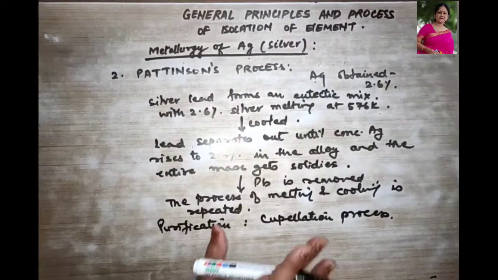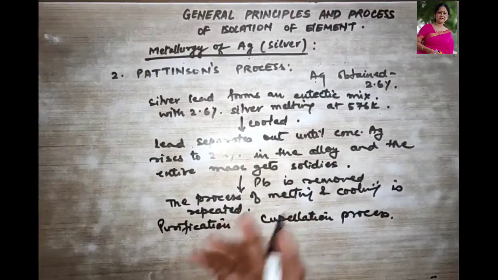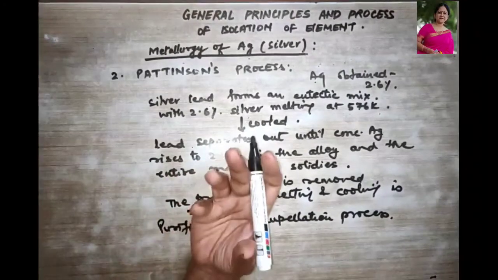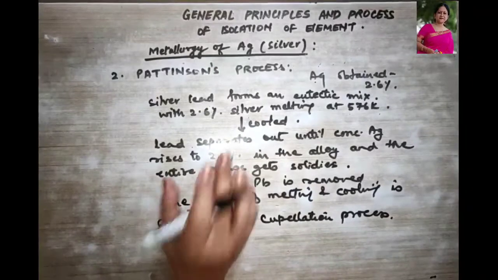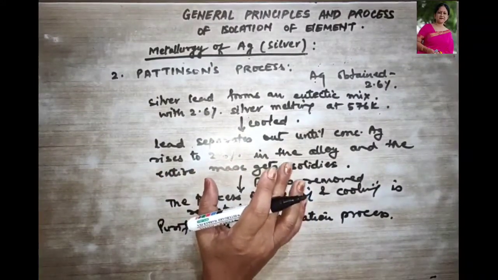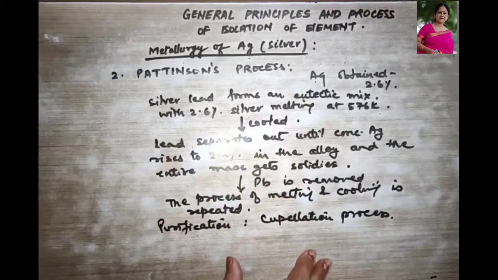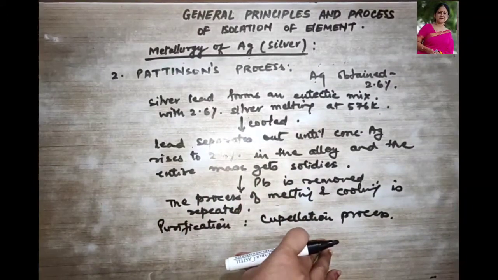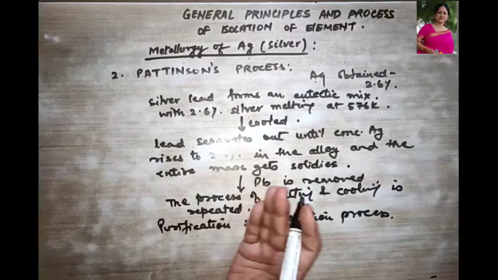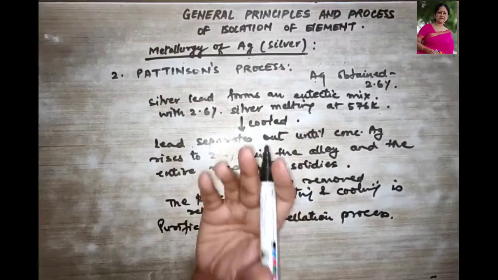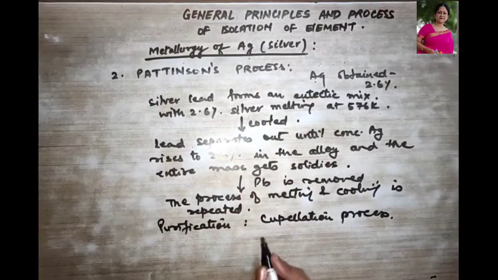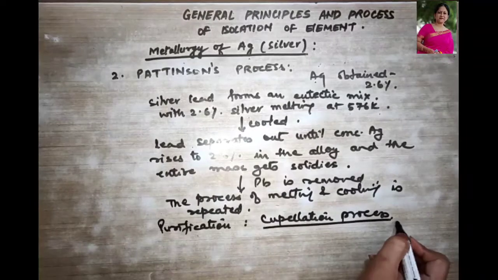I hope you remember what is cupellation process. It is the impure silver which is heated in the cupel. What is a cupel? As I told you, it is a bone ash crucible which is kept in the laboratory furnace, and the blast of air is passed over it. Over here, what will happen? The lead will get oxidized to lead monoxide and it will be swept out, and what is left behind? We will obtain the shining silver in the cupel. That is the process called as cupellation process.